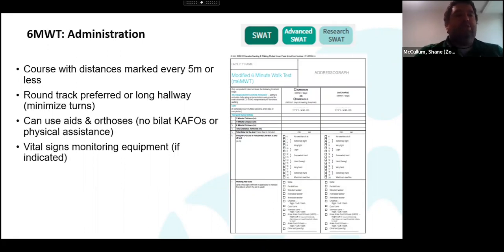Aids and orthoses can be used. Once again, no KFOs or physical assistance. And depending on someone's health, you may want to monitor vital signs when doing this as well.